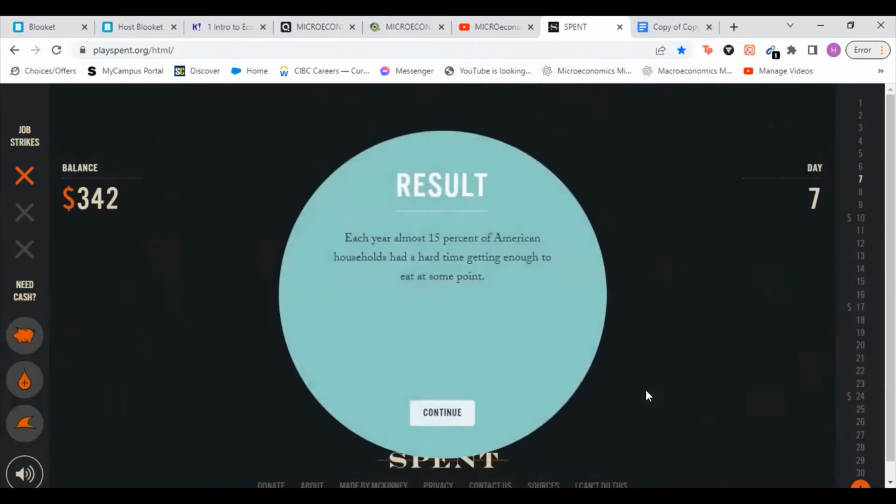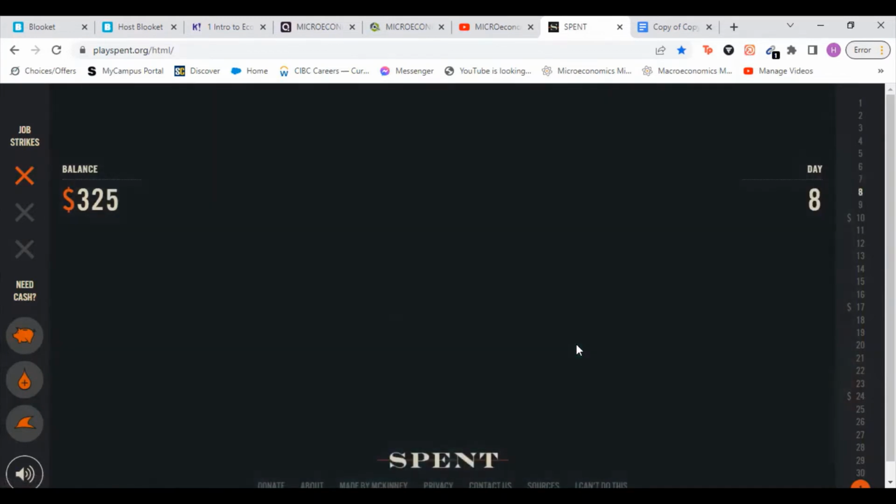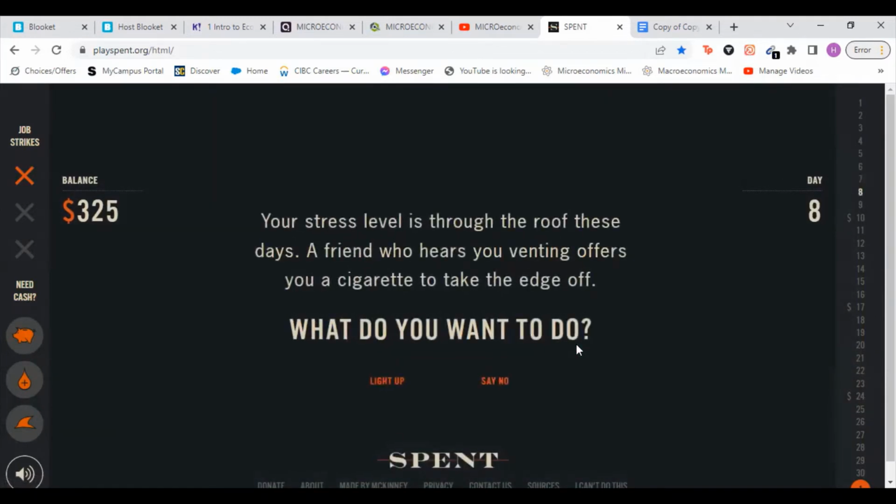So each year, almost 15% of American households have a hard time getting enough food to eat. So yeah, they offer you a cigarette to take the edge off because of all the stress. What do you want to do? Light up or say no? No.